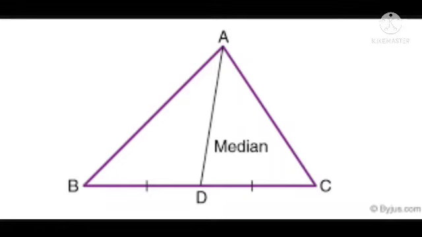In other words, we can say that the line from the vertex A to the midpoint of the opposite side is called the median of the triangle. From the vertex A to the midpoint of the base side BC is called the median of a triangle. Here the median of this triangle ABC is AD.